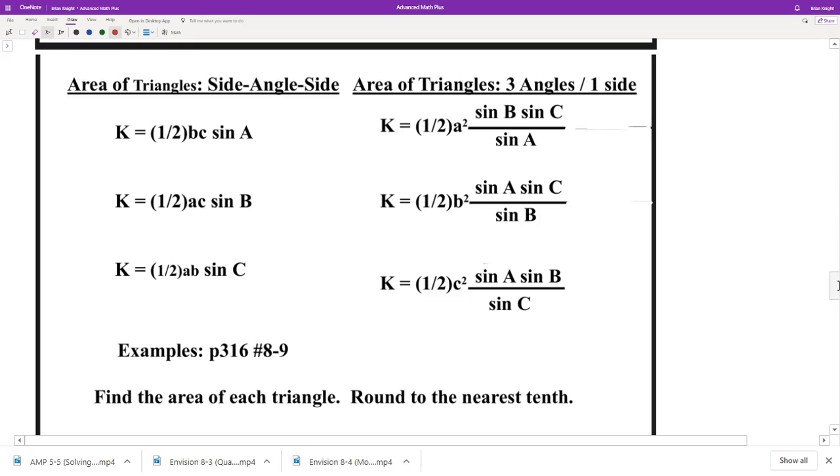The other one, how many angles do I got? 3 angles. Now, I'm going to tell you, in the problem, they're never going to give you all 3 angles.